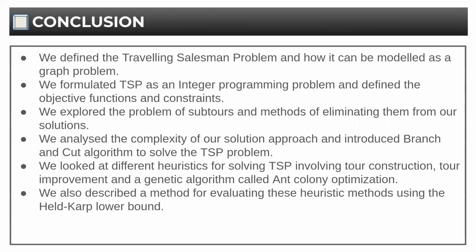Conclusion: we defined the traveling salesman problem and how it can be modeled as a graph problem. We formulated TSP as an integer programming problem and defined the objective functions and constraints. We explored the problem of subtours and methods of eliminating them from our solutions. We analyzed the complexity of our solution approach and introduced the branch and cut algorithm to solve the TSP problem.